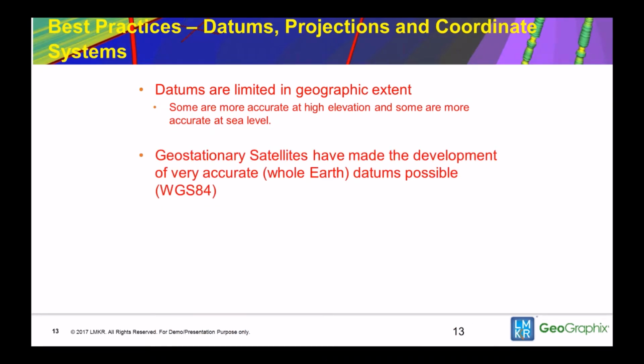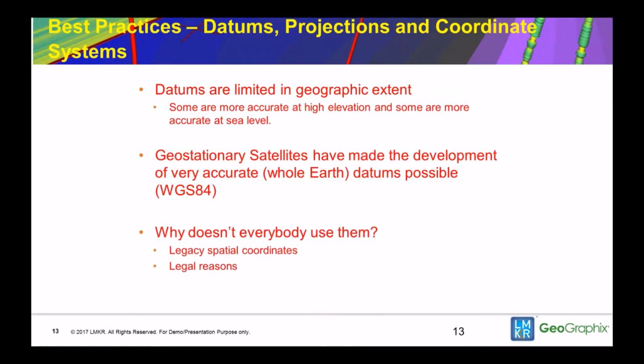Now, lately, geostationary satellites have made the development of very accurate whole Earth datums possible. So before I said a datum is only usable in a certain geographic area, geostationary satellites have made whole Earth datums that can be used anywhere on the surface of the Earth. WGS is a very, very accurate datum, but obviously we had to have satellites in order to do that. So that begs the question, exactly why don't we use the most accurate datum? And we should, actually, but there's a couple reasons why we don't.